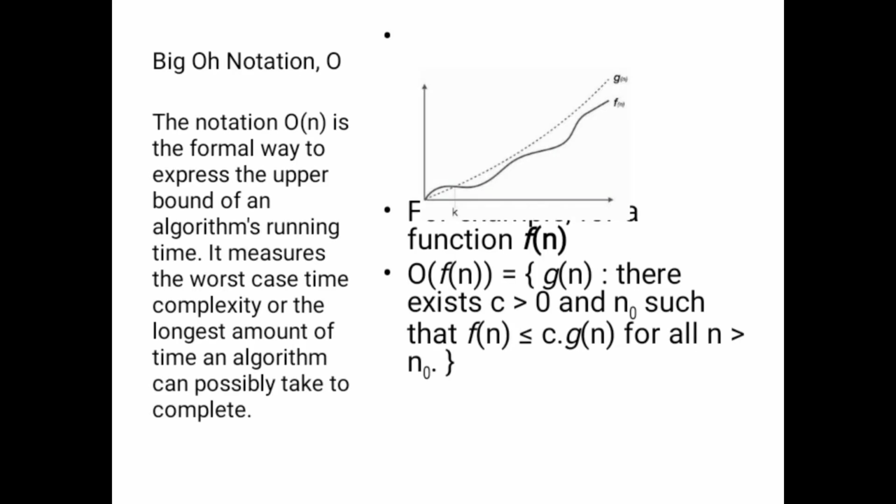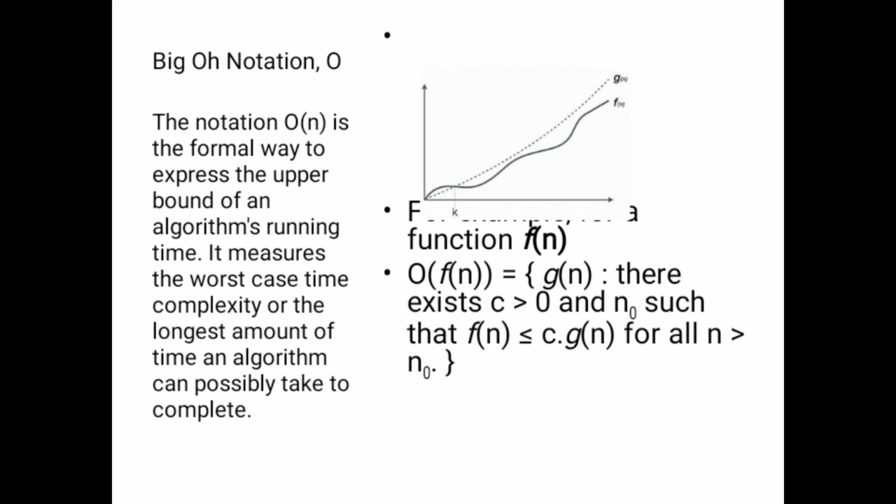Now in this diagram you can see there exists a positive constant c and a positive integer n naught satisfying the constraint given below. The constraint is f(n) ≤ c·g(n) for all n greater than n naught. So what is big O notation?